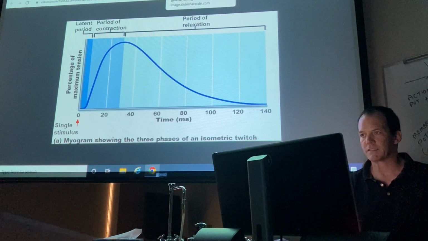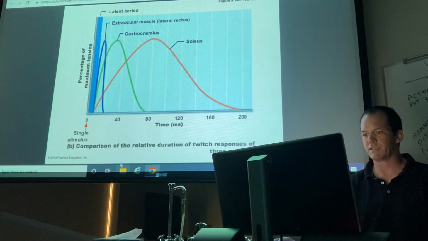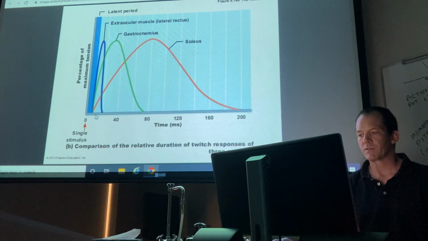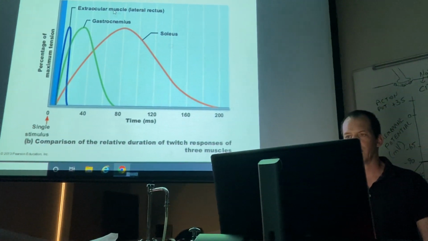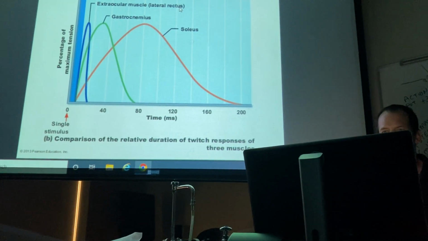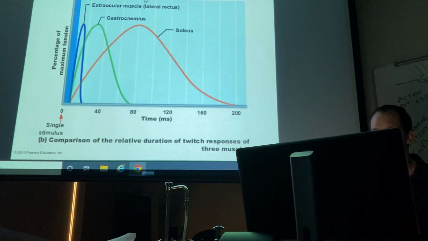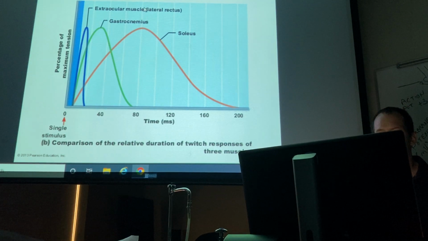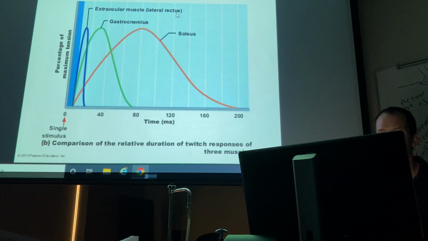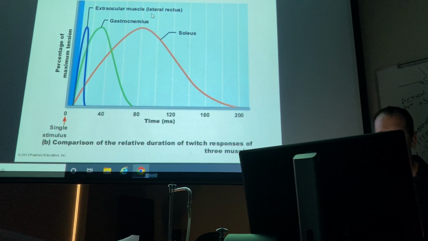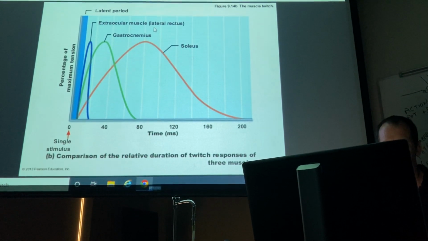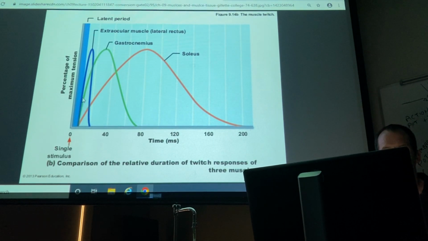Now I want to look at some muscles and their twitches. These are twitches of 3 separate muscles. This is the lateral rectus muscle, which you haven't gotten to yet. This is an eyeball muscle. This is the muscle that makes your eyeballs go left and right. If you've ever watched somebody's eyes move, those eyes jerk from place to place, right? They're really quick. These are a very fast twitch, fast glycolytic muscle.